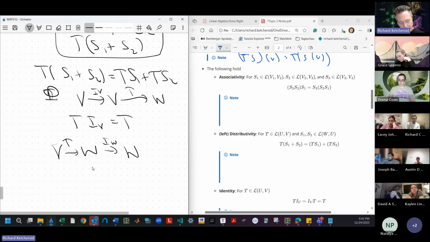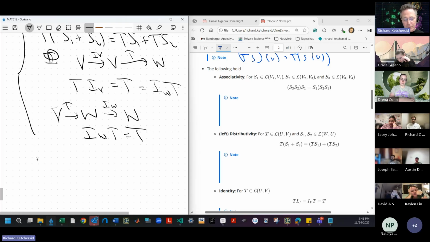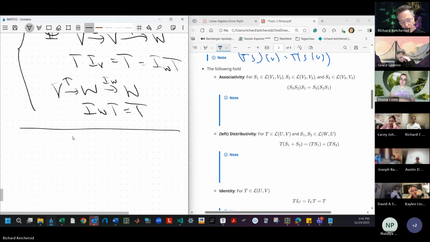And so this is going to be, and then I go all the way across, I just really get T back, right? So you get IW T is T, right? So you have these two different identities here, like that, right? So you get a lot of algebra of these linear transformations. And when you're looking at the same thing, you just have V, right? So we have T and S.